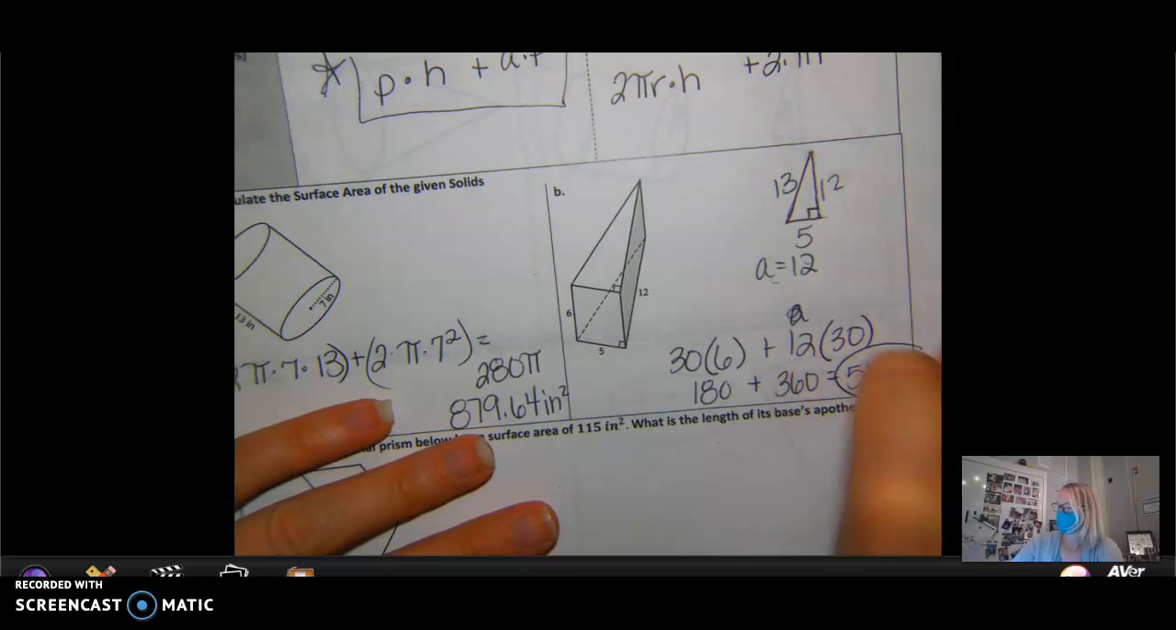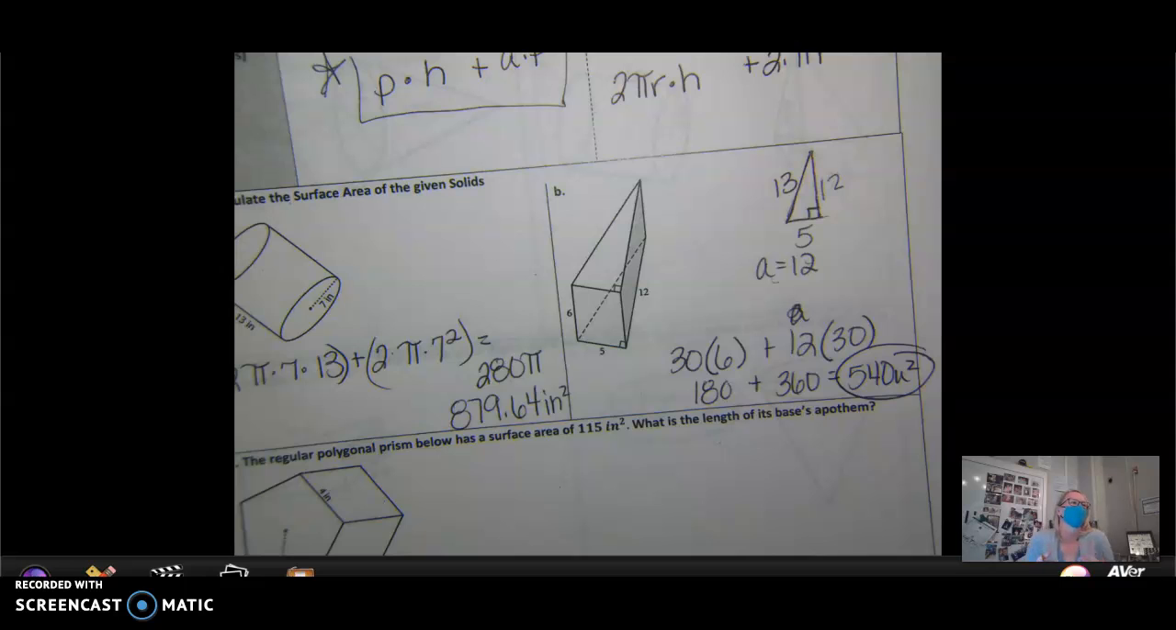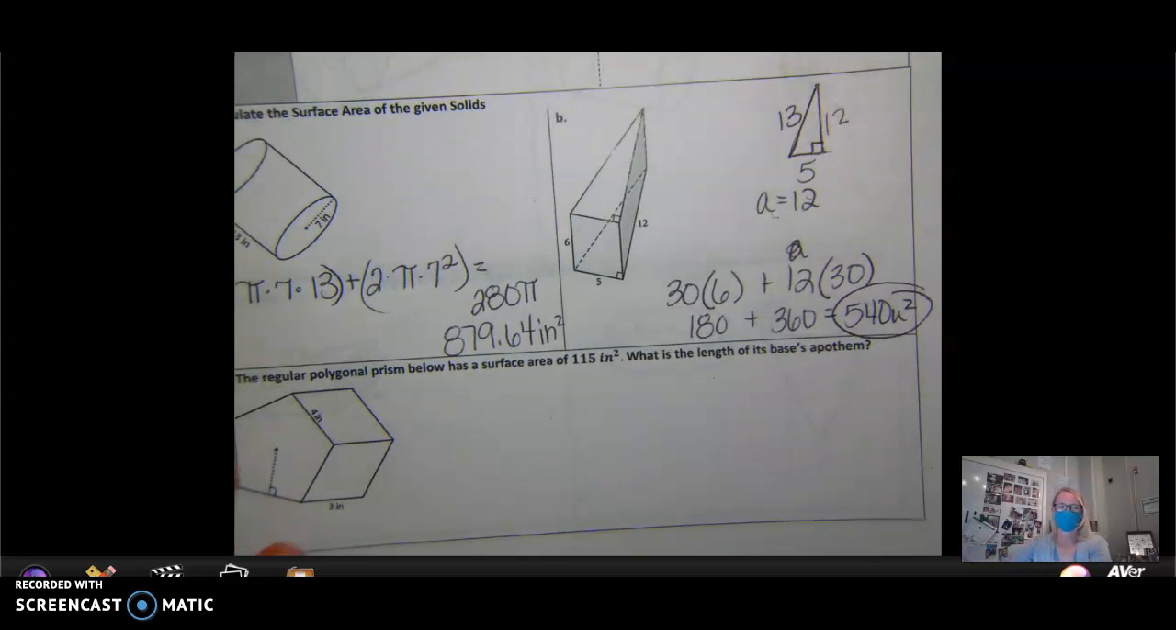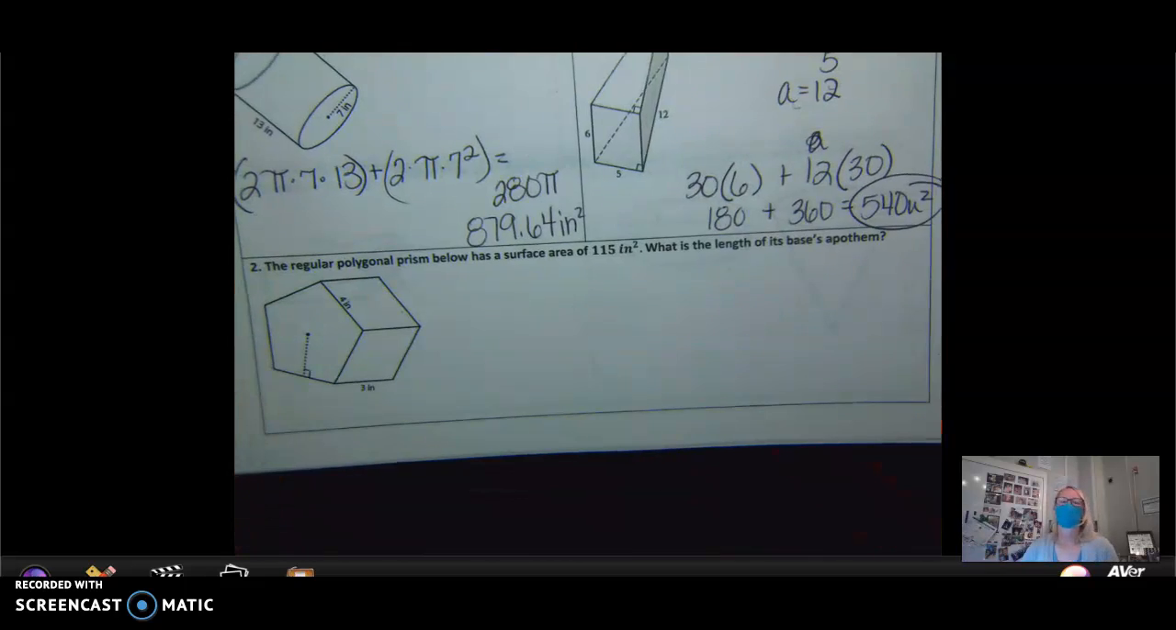Units squared. Guys, it feels uncomfortable. Does it feel uncomfortable to you? Yeah, just because it's like there's a lot of different math and a lot of different things, and that's okay. Go ahead and I want you to try number 2 on your own.